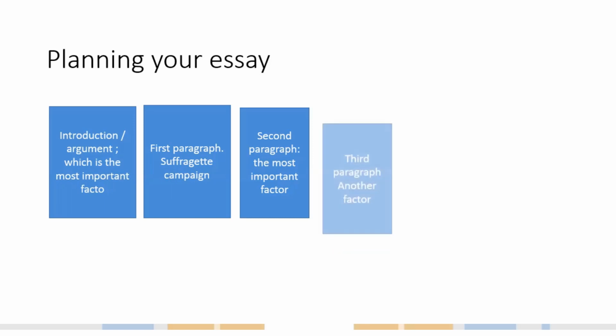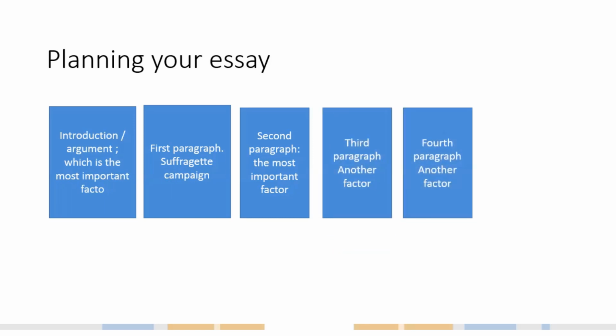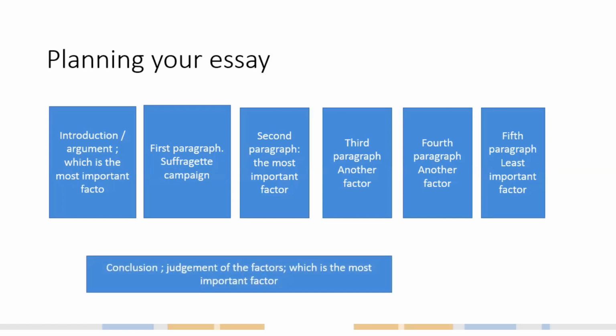And then your third paragraph, your fourth paragraph and fifth paragraph, you talk about the other 3 factors, but you will put in your 5th paragraph, in the last paragraph, it's a good idea to put the least important factor. Now your judgments about all of these factors, which I'm going to be making through your evaluative statements, will all lead to a conclusion where you make an overall judgment of the factors and you state which is the most important factor. We'll be doing conclusions in a lesson next week.